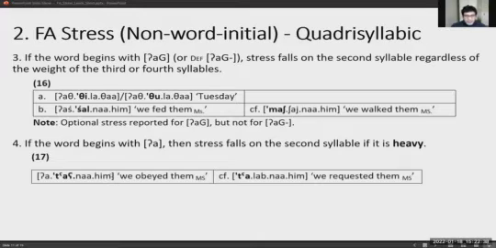The fourth case is when the word begins with a glottal stop followed by the low vowel, so a CV syllable, that is followed by a heavy syllable, as in the word I have here, ata'nahum. This word can be compared to the word talabnahum, where the first syllable is also CV, but the onset consonant is different, and then you get the stress on the first syllable in this case.